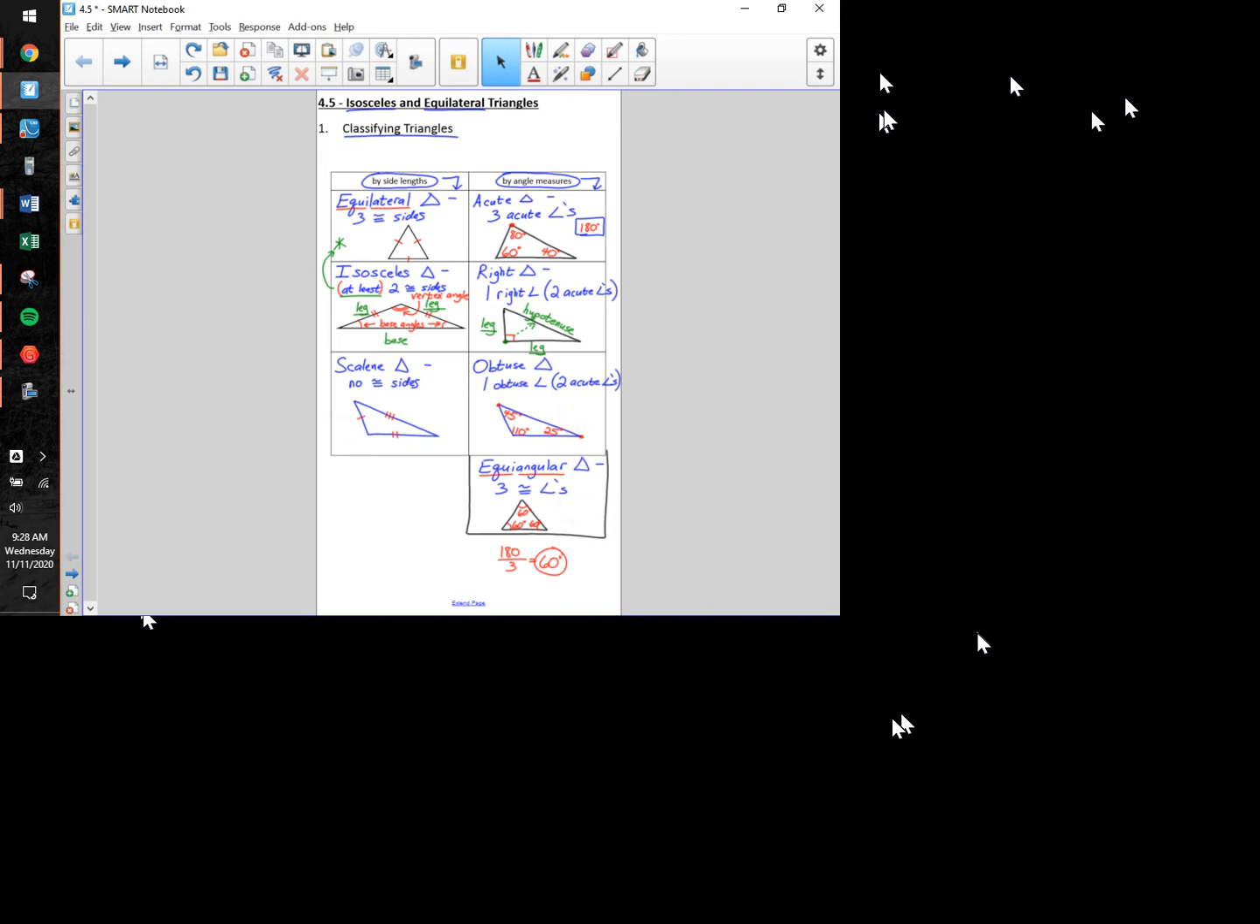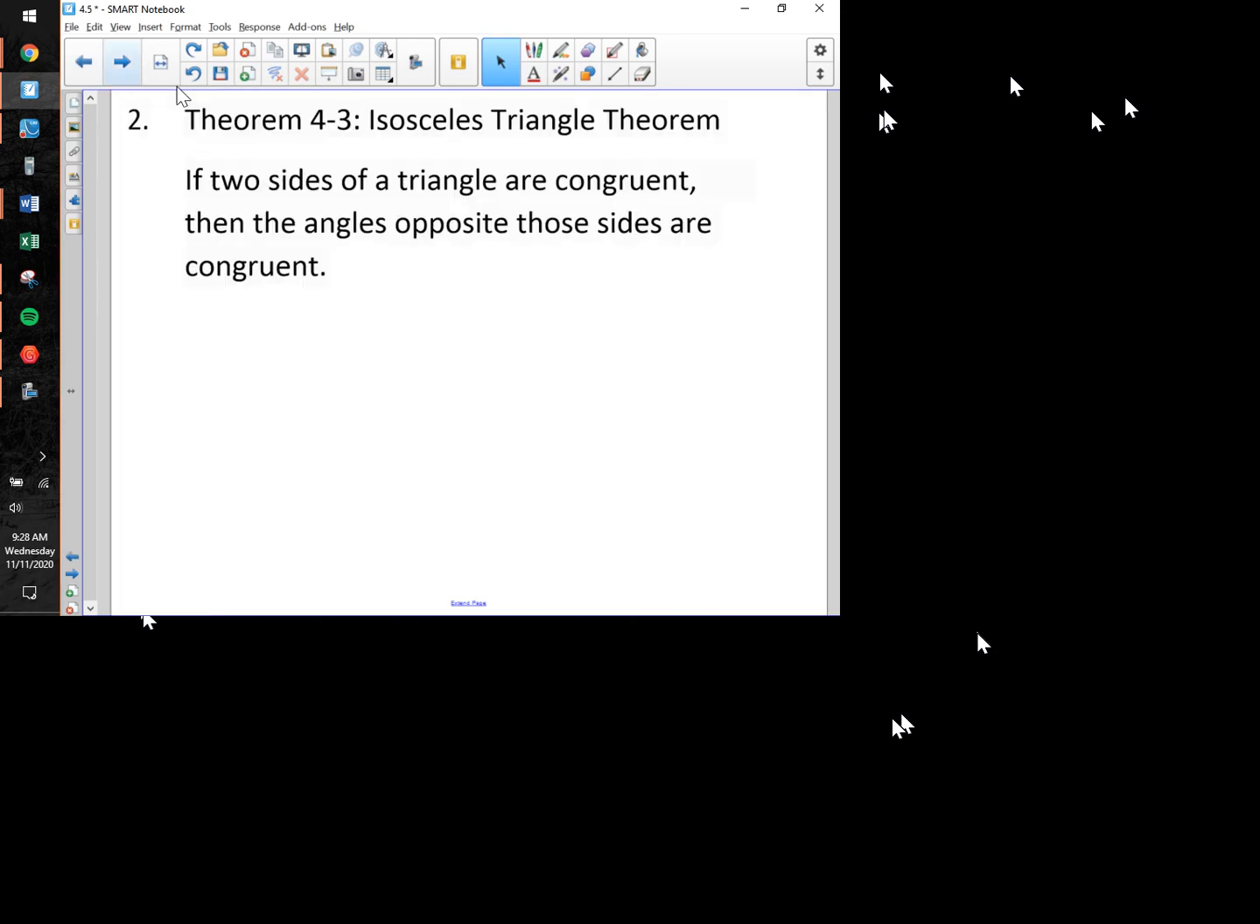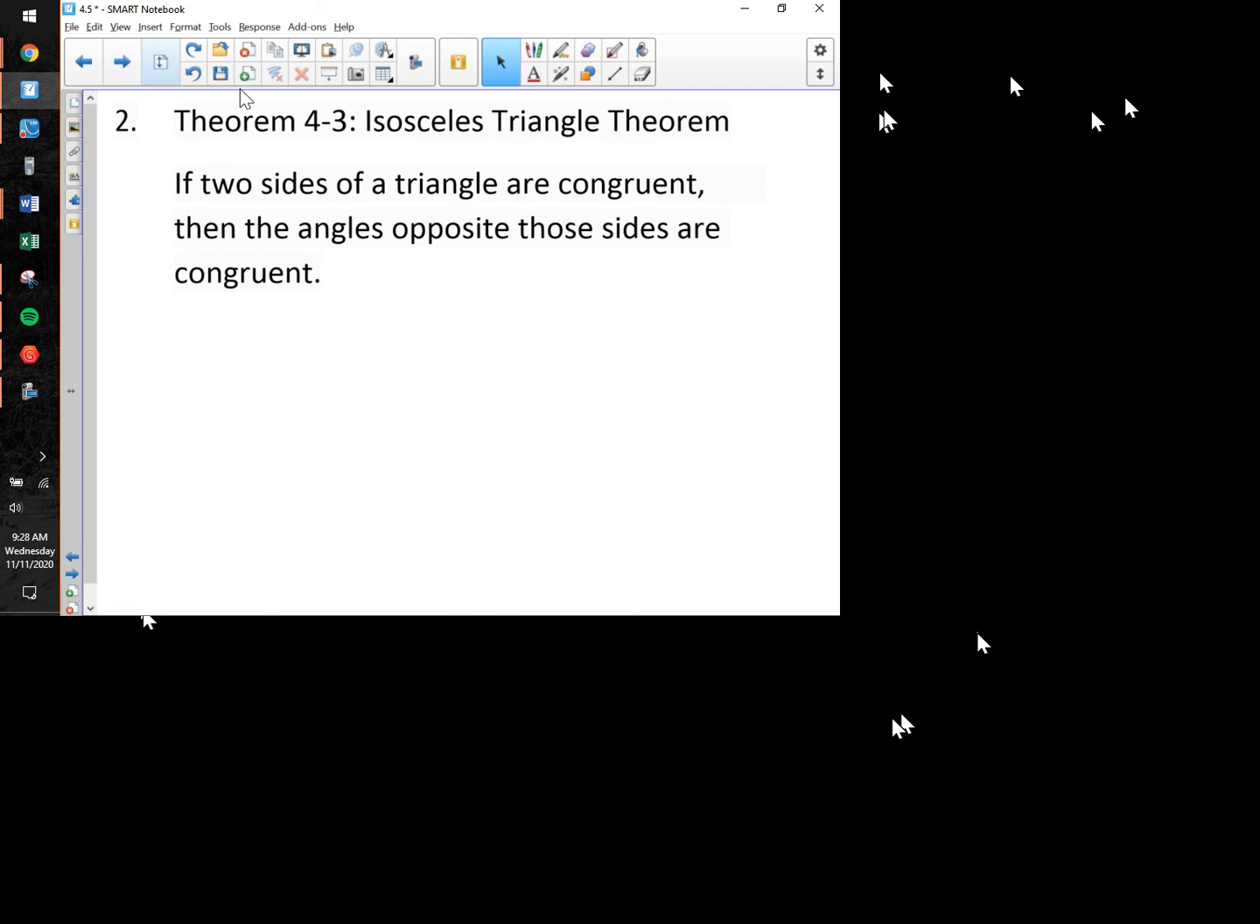Okay, and let's move on from here, guys. So, after that, we're going to get into a couple of theorems here in this section, neither of which is really all that bad. So theorem 4.3, its title is the isosceles triangle theorem. You guys don't need to know the names of these at all, but what it says is important, guys. If two sides of a triangle are congruent, then the angles opposite those sides are congruent.